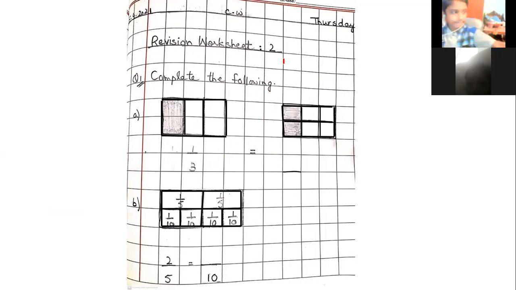Okay, beta? Time is getting short, so do it quickly in a neat and clean writing. Okay? Don't waste your time and start doing your work. Start doing your work, beta.